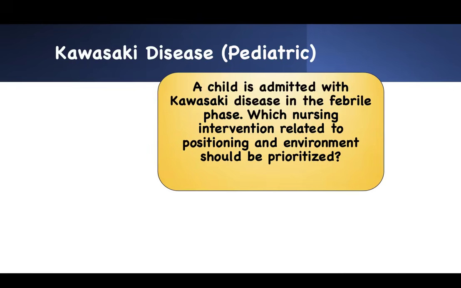Kawasaki disease. These patients usually have cardiac problems. A child is admitted with Kawasaki disease in the febrile phase. Which nursing intervention related to positioning and environment should be prioritized? You see the words febrile phase. That means they still have fever, and the major complication associated with this is cardiac problems. Therefore, what do you want to do? Let this patient rest. A restful, peaceful position as much as possible, in an environment that is quiet.